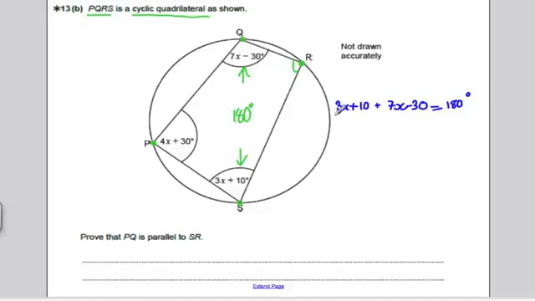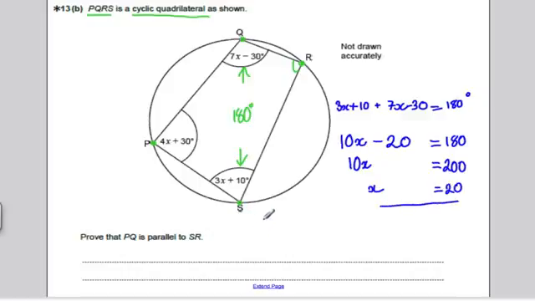How many x's? 3x add 7x is 10x. And then we've got plus 10 minus 30, which is minus 20. And that is still equal to 180. Okay, now let's solve for x. Add 20 to both sides. 10x must equal 200. Then divide by 10, x must equal 20. So without really knowing what we're doing in this question, we can find x.